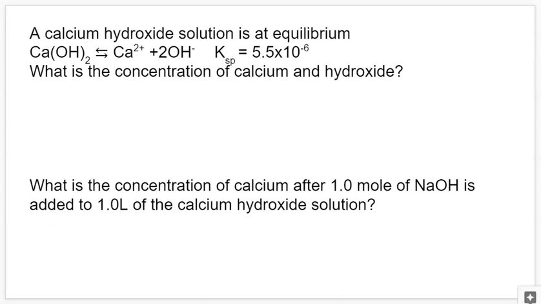All right, so let's apply this. So a calcium hydroxide solution is at equilibrium, and our equilibrium constant in this case is 5.5 times 10 to the negative 6. So already not a very soluble substance. What is the concentration of calcium and hydroxide? And then we're going to figure out what the concentration of calcium is after we add 1 mole of sodium hydroxide to a 1.0 liter calcium hydroxide solution.